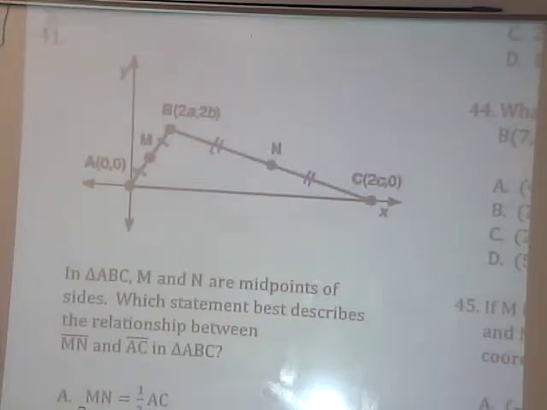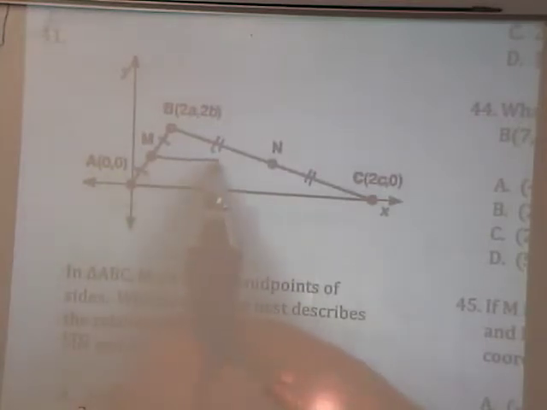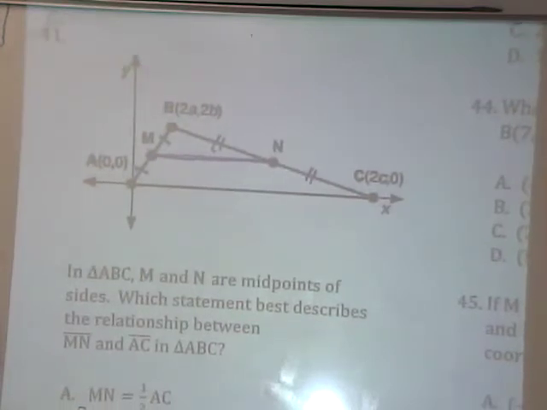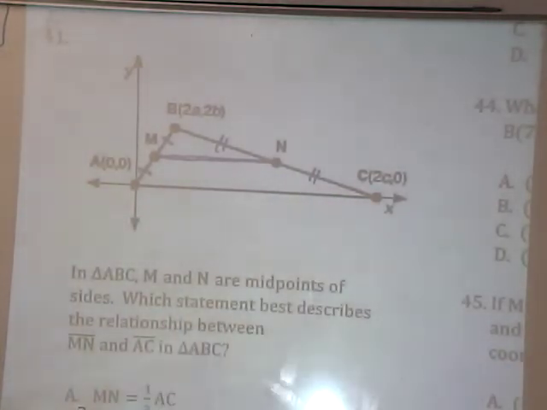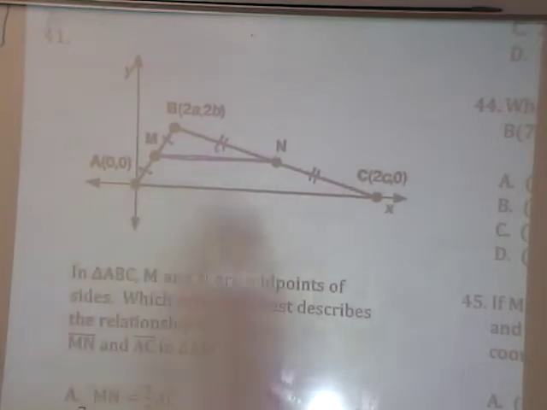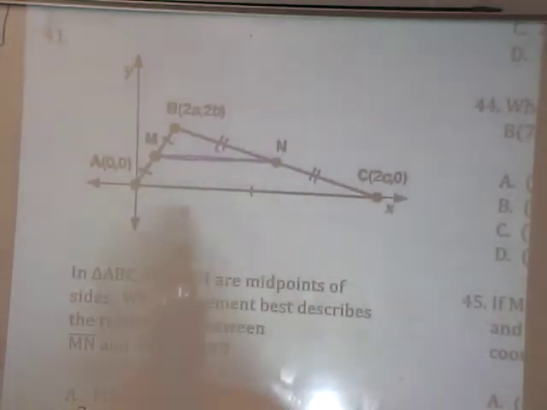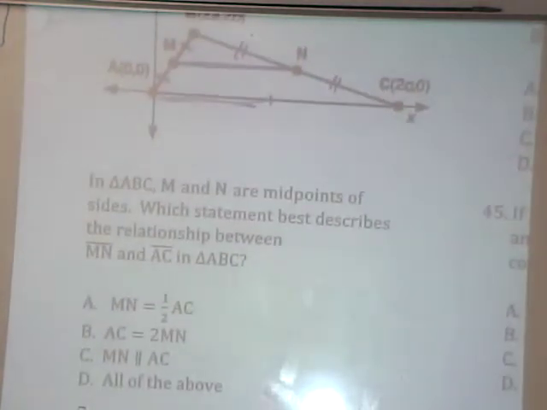Which statement best describes the relationship between segment MN? In other words, if we connected these two, and segment AC, this one way down here. What's the relationship between those two segments? MN is half of AC. This segment here is half of AC. So if we cut AC in half, this and this would be congruent. MN is half of AC.